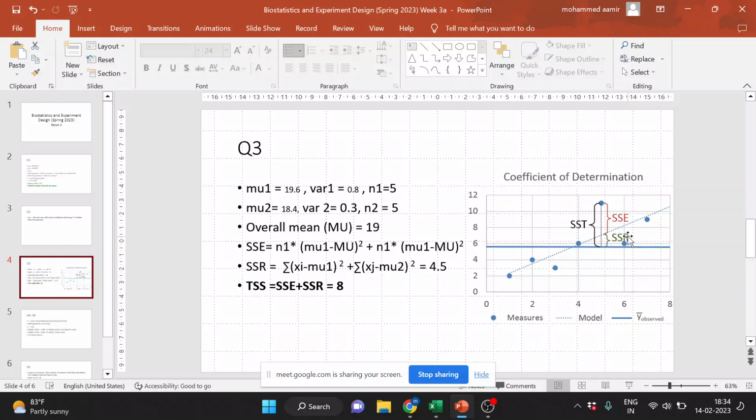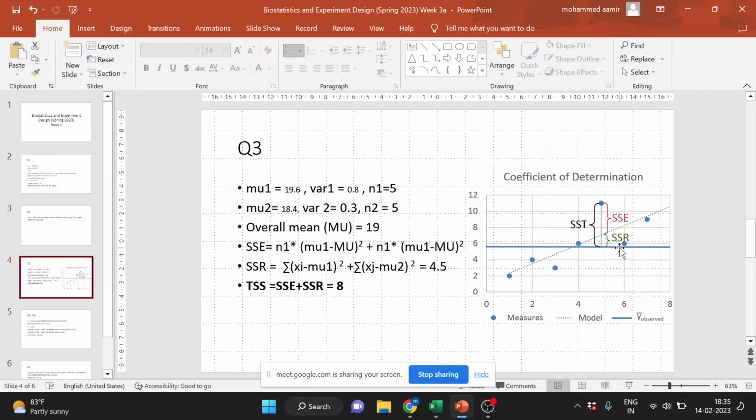Now the sum of squared error: for this point, the error is the distance from the line at that same x value, that is, this vertical distance from the line to the point. That is SSE. You have to calculate this distance, take the square of it, and sum it for all the points. For each point you'll have a value, and summing gives you SSE.